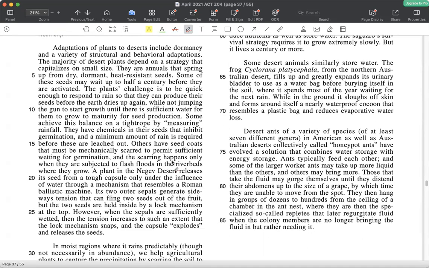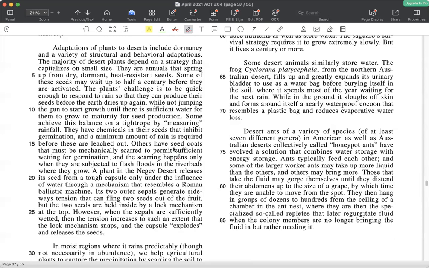A plant in the Negev desert releases its seed from a tough capsule only under the influence of water through a mechanism that resembles a Roman ballistic machine. Its two outer sepals generate sideways tension that can fling two seeds out of the fruit, but the two seeds are held inside by a lock mechanism at the top. However, when the sepals are sufficiently wetted, then the tension increases to such an extent that the lock mechanism snaps and the capsule explodes and releases the seeds.